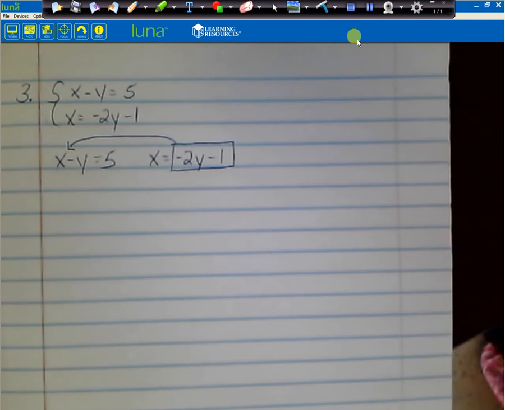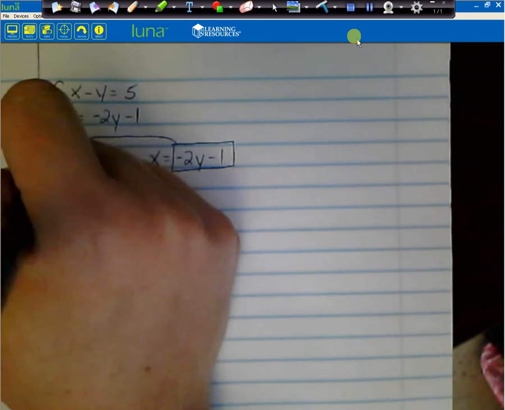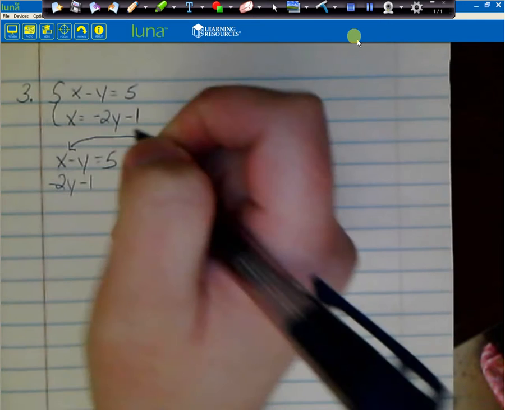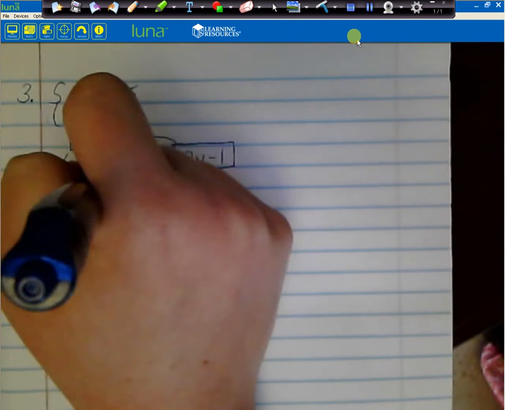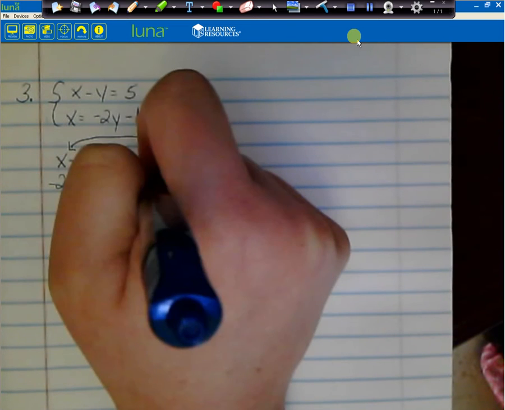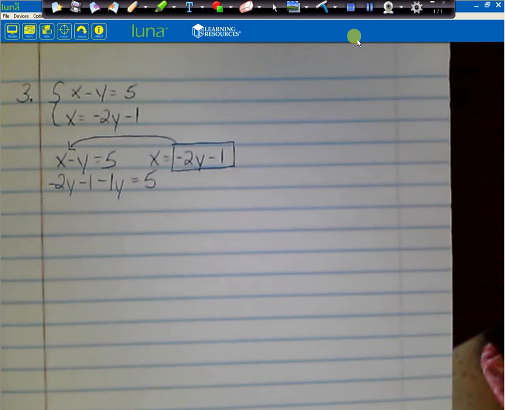Instead of x, I'm plugging in negative 2y minus 1, the entire thing, because x isn't just equal to negative 2y, it's equal to negative 2y minus 1. So instead of x here, I'm going to say negative 2y minus 1 for my x, so that I'm going to say minus, and I'm going to go ahead and put a 1 in front of that y right there, equals 5. And I'm going to solve for y.